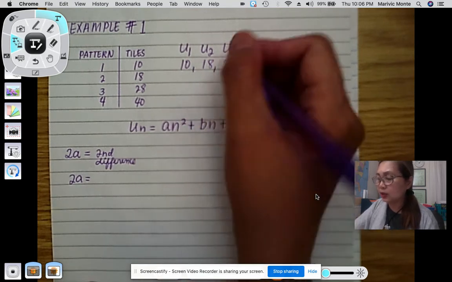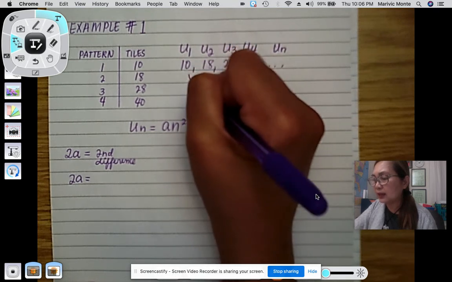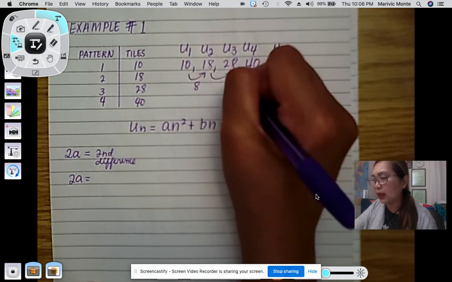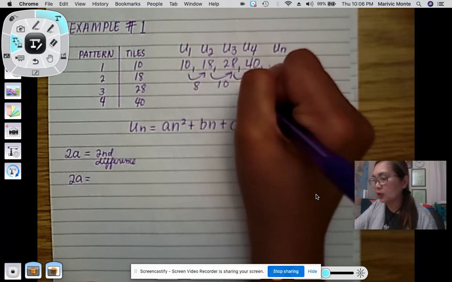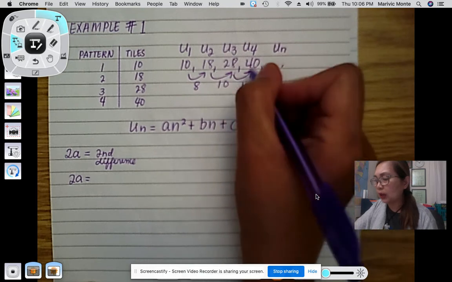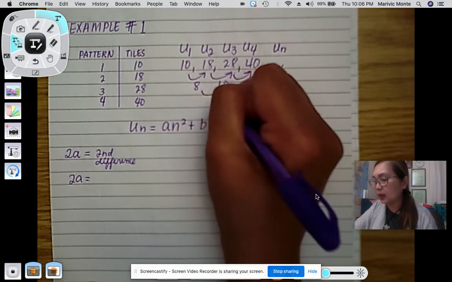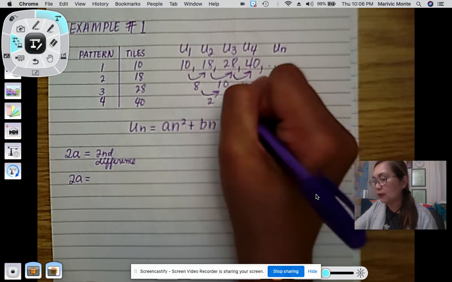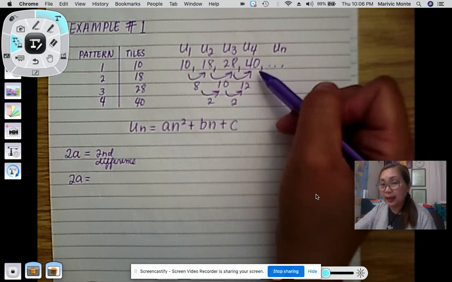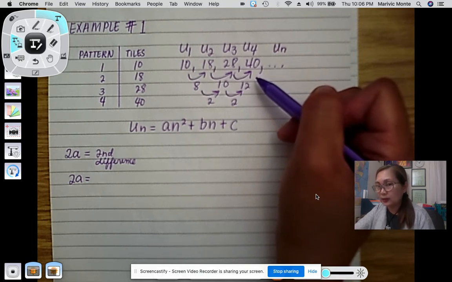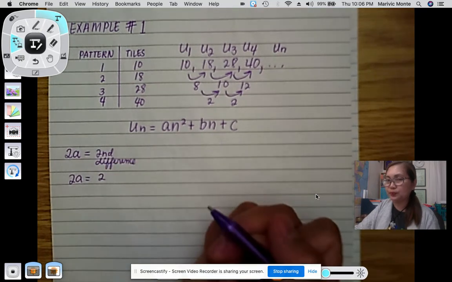So let's do that. So we subtract 10 from 18, which gives us 8. 18 from 28 gives us 10. 28 from 40 is 12. And looking for the second difference, we subtract 8 from 10 is 2, 10 from 12 is 2. So that verifies that this sequence is a quadratic sequence. And our second difference is 2, so we write here 2.